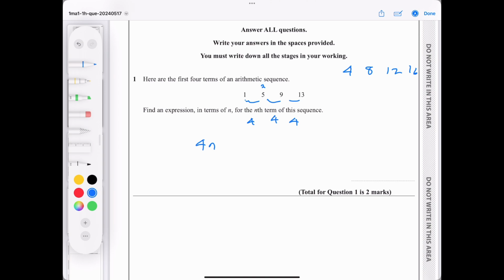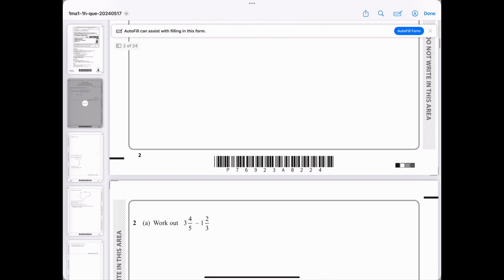And to get from 4 to 1 is minus 3. You could do one other thing: take away 4, and that would give you minus 3. So 4n minus 3, going up by the amount that you put in front of the n.